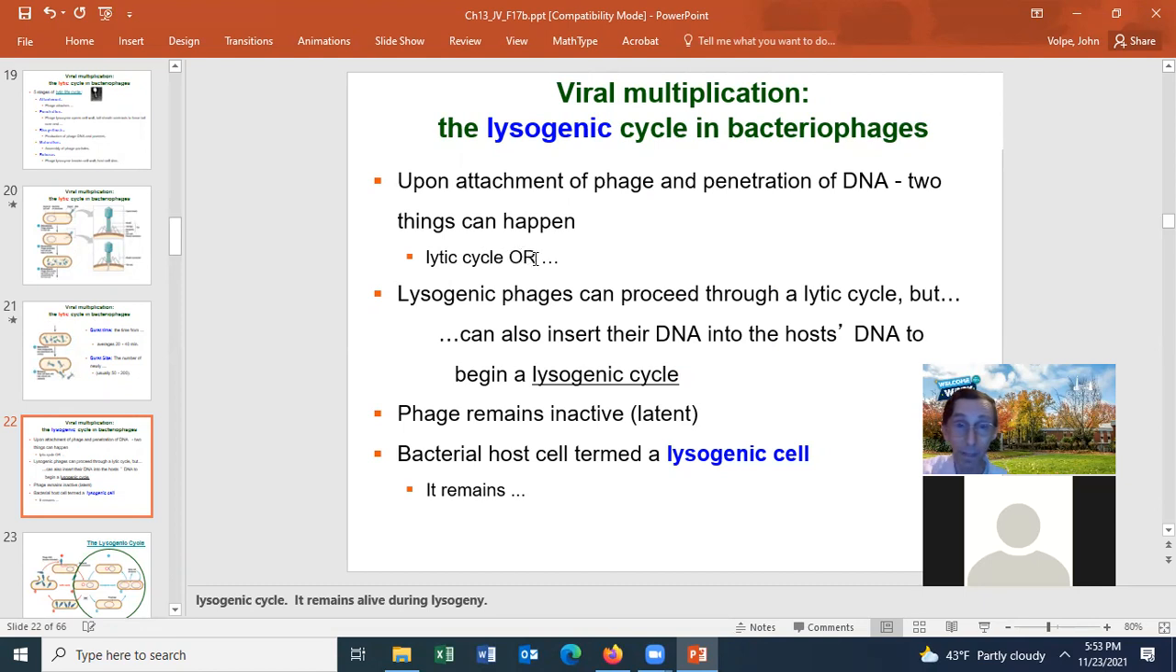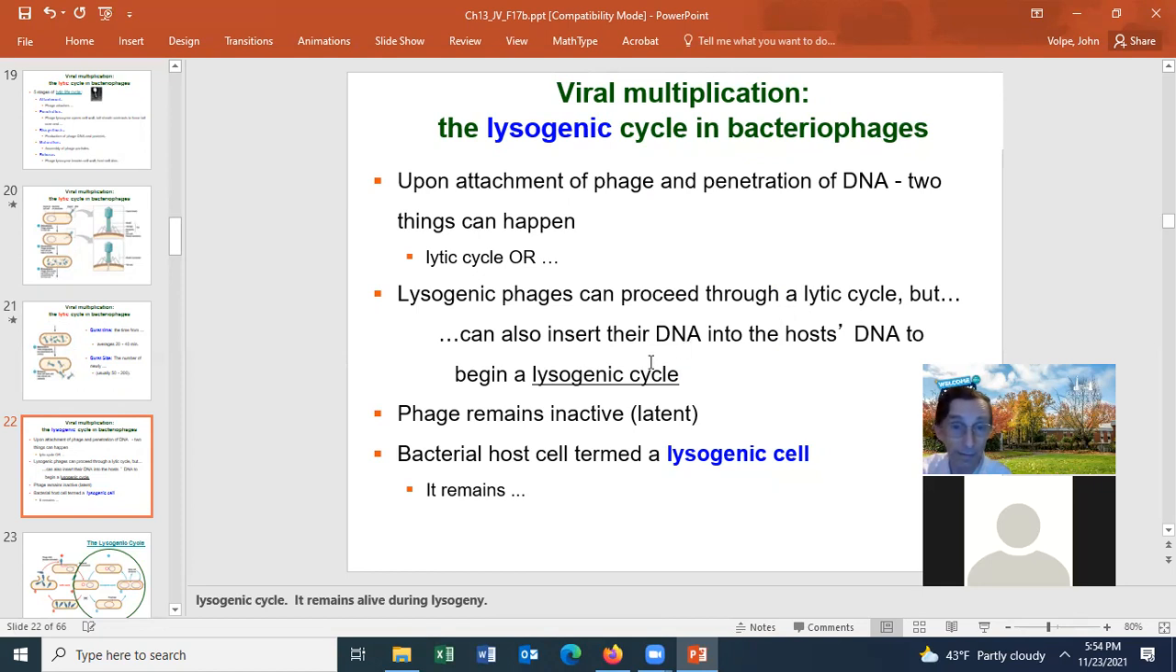But the lysogenic virus can also enter the lysogenic life cycle. So immediately, a lysogenic virus, when it infects a host cell, it has to decide, does it want to enter the lytic life cycle or does it want to enter the lysogenic life cycle? If the virus enters the lysogenic life cycle, it will not enter the lytic life cycle. And the reason for that is there's a repressor protein of the lysogenic life cycle, which is made, and this repressor protein shuts down the genes of the lytic life cycle.